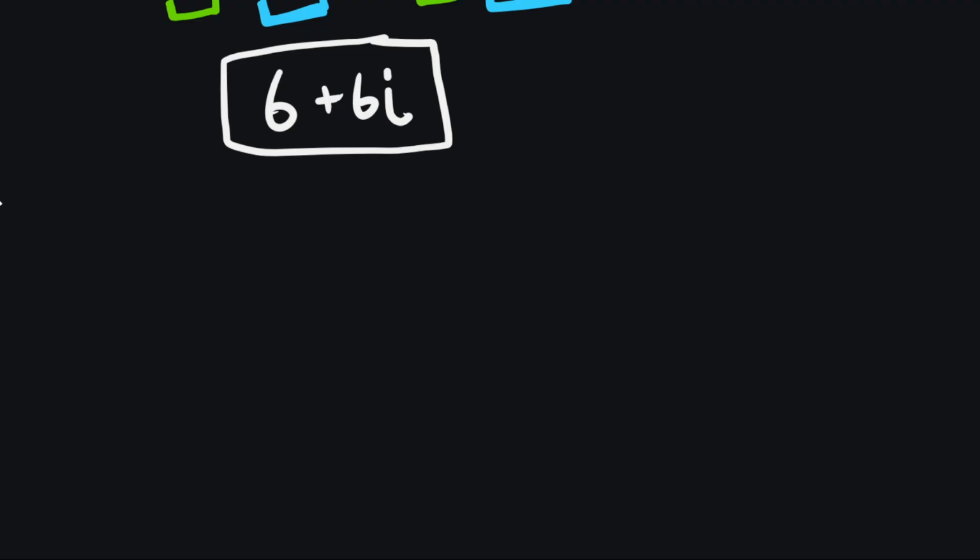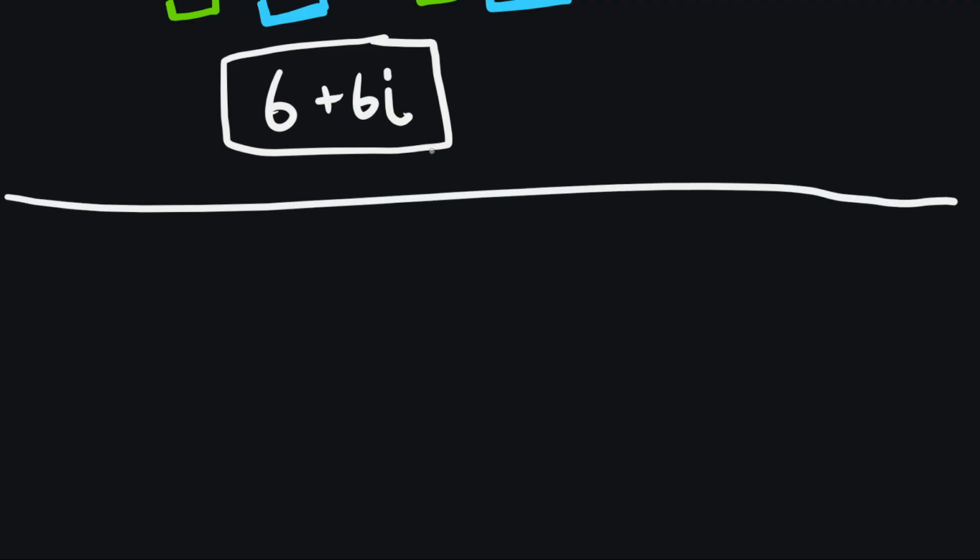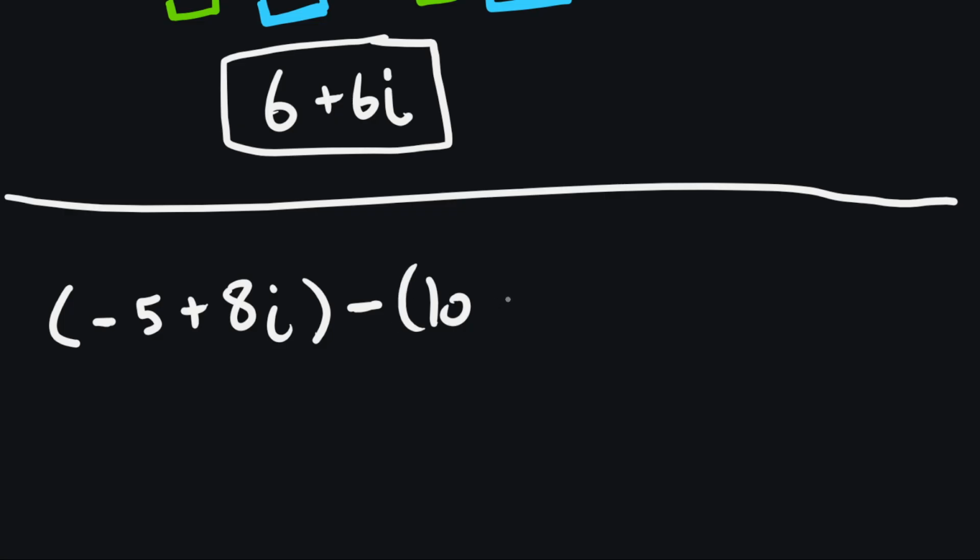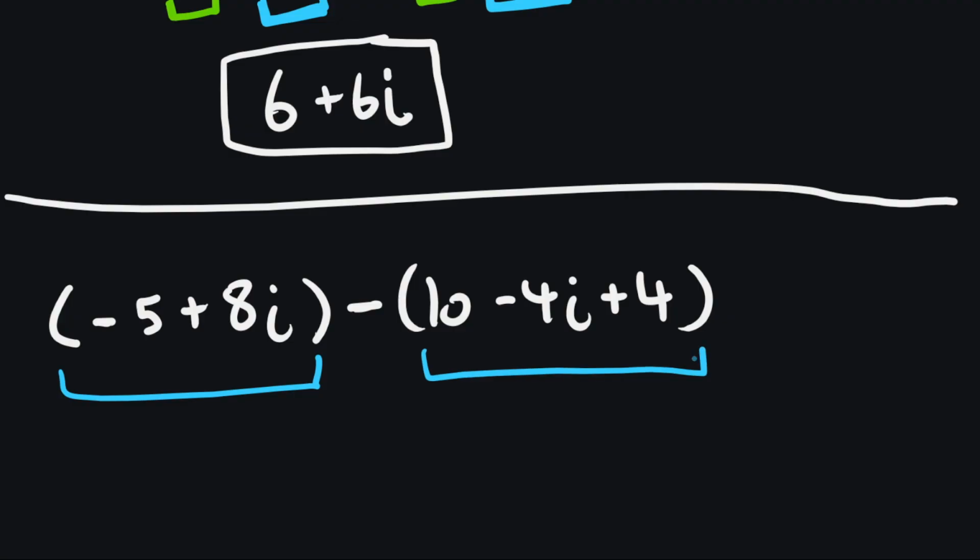Now let's go through an example of how to subtract complex numbers. Let's say we had (-5 + 8i) - (10 - 4i + 4). Again, we have two sets of parentheses, and we're going to look inside each one to see if we can combine any like terms. In this first set right here, there are no more like terms, so we can just go ahead and drop the parentheses here.